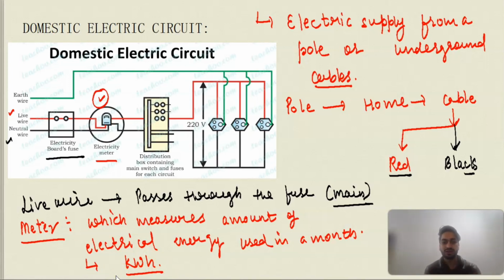After that, the live wire and the neutral wire pass through a distribution box which contains the main switch and fuses for each circuit individually. You may have seen such a distribution box with a wooden cover in your house. Let's elaborate this domestic circuit practically in detail as we see in our home as well. So let's have a look.